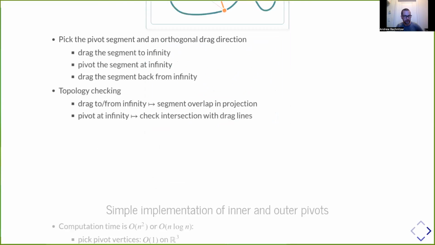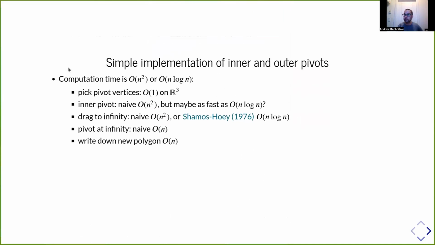Okay. Now, if we do a simple, and I use that word advisedly, implementation of both of these things, the computation time, depending on how you want to set it up, is order n squared or order n log n. Picking pivots is order 1, at least on R cubed. On Z cubed, you have to be a bit more careful. Inner pivot, if you do it naively, is order n squared, but maybe as fast as n log n if you code things up carefully.